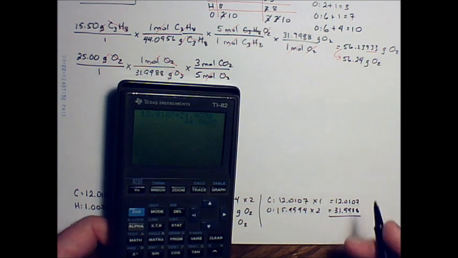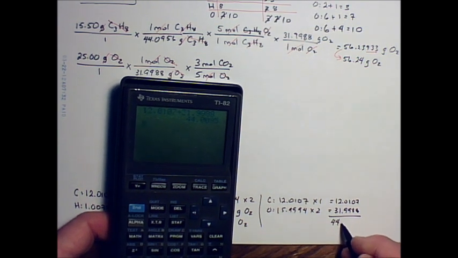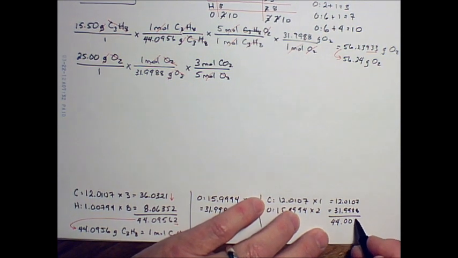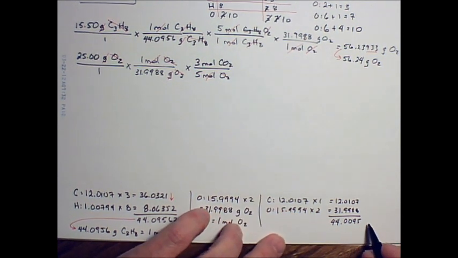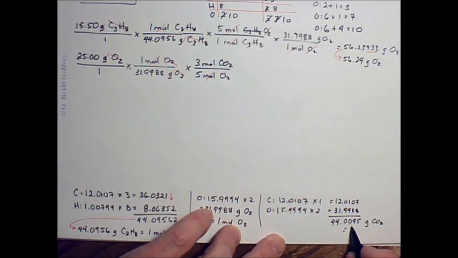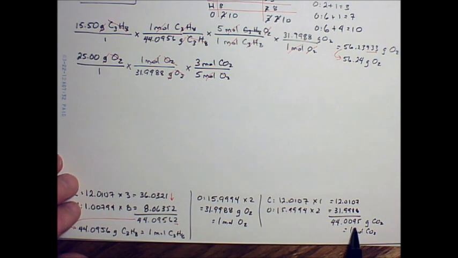Okay, we get 44.0095. So that's grams of CO2 equals 1 mole of CO2. Always molar mass is going to be equal to 1 mole of that species.